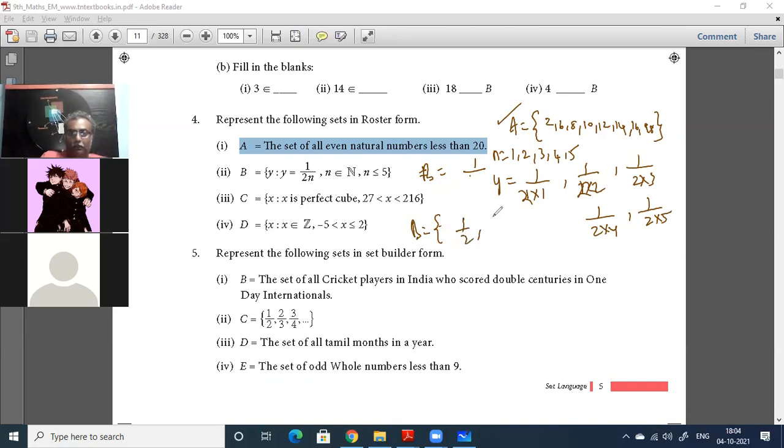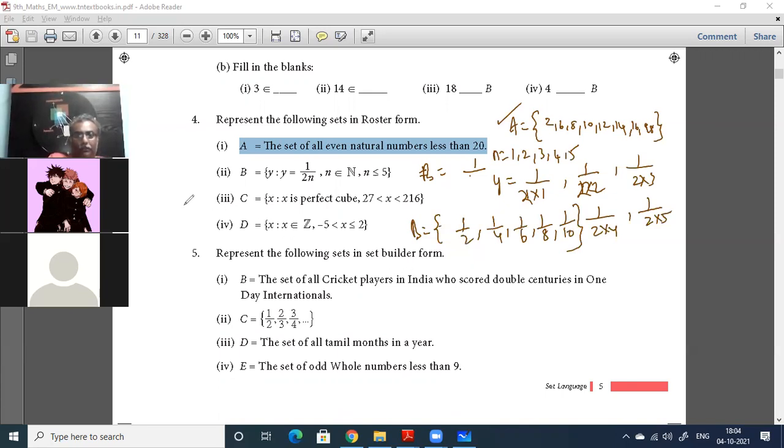1 by 4. 1 by 6. 1 by 8. 1 by 10. Very good. Okay, then the third one also you can tell me.